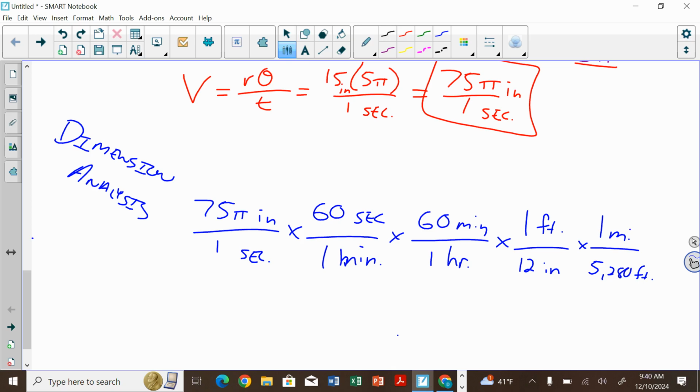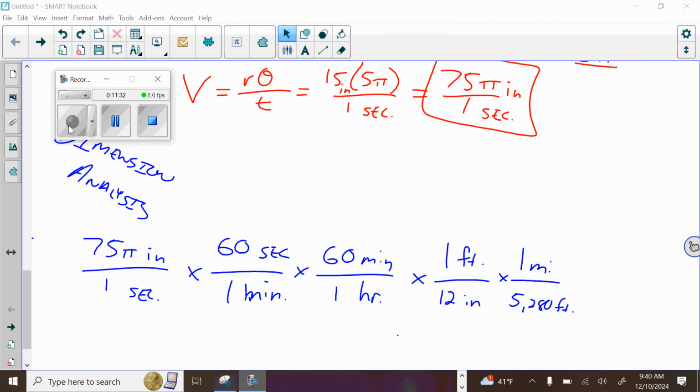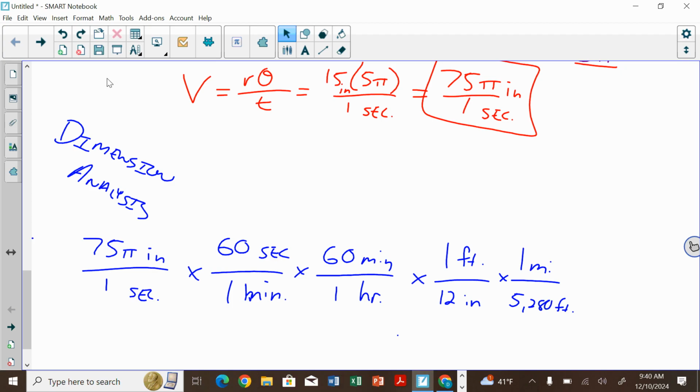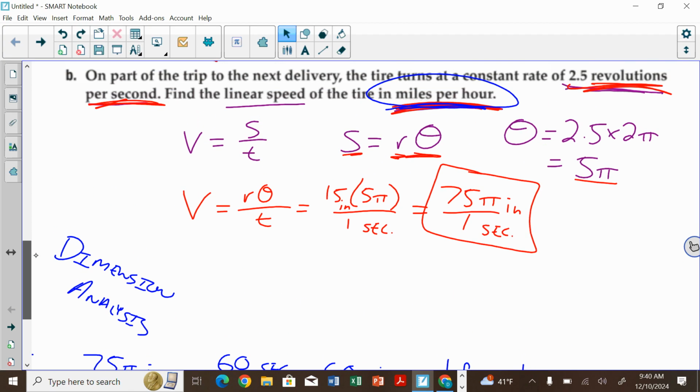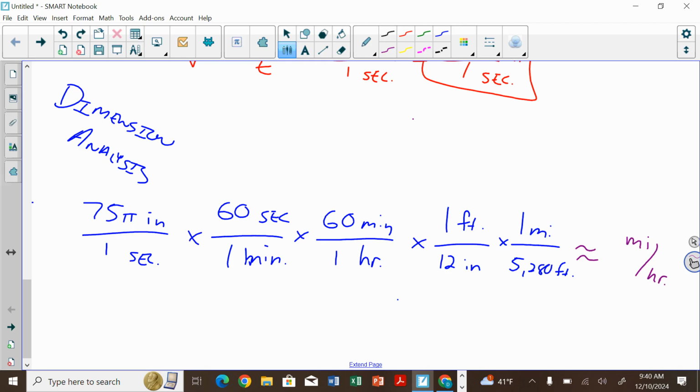Okay, so with all that said and done, if I take this, I can do some canceling here, because that's why I set it up the way I did. I just moved it down a little bit so I had more space. The reason I did that is because, remember, I want to end up with miles per hour. So I wanted miles on the top, and on the bottom, I wanted per hour, because I want hours along the bottom. Okay, so that's what I'm looking for.